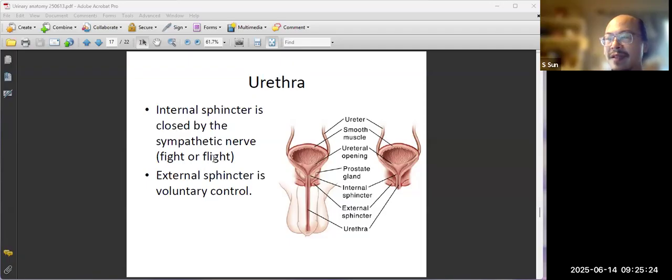So when you pee, you need to relax, right? You relax, then you are not in the fight or flight. You go into the less fight or flight, then it opens. And you mentally control your external sphincter, then you pee out. You need to relax to open the internal sphincter, and you need to mentally say it's okay. Then you relax your external sphincter, then you pee out.